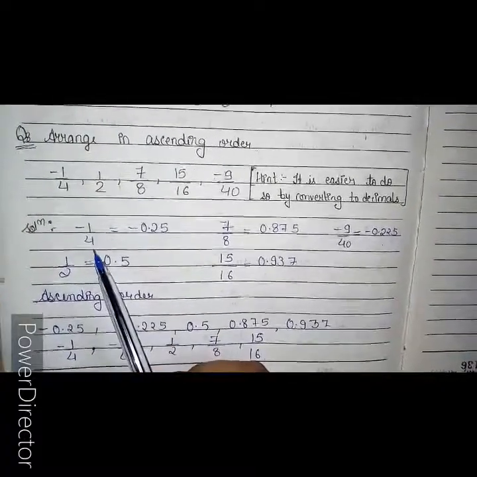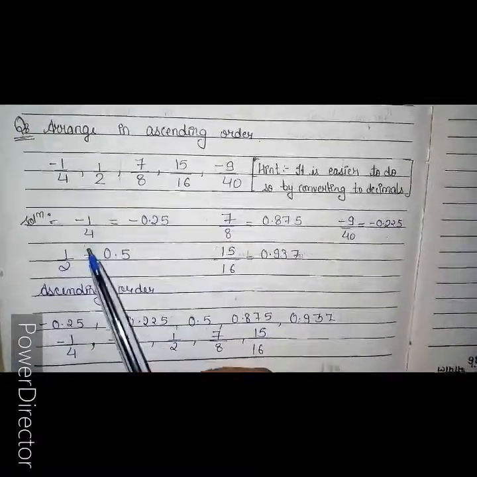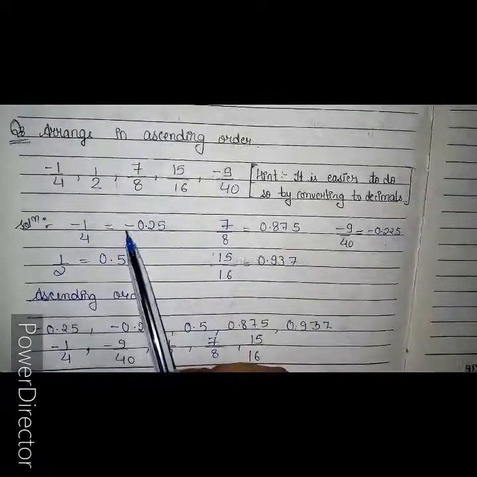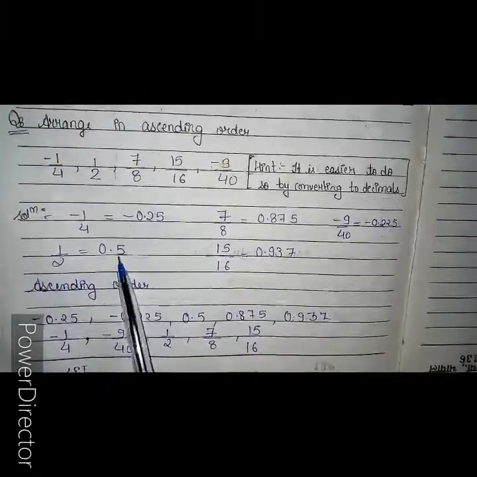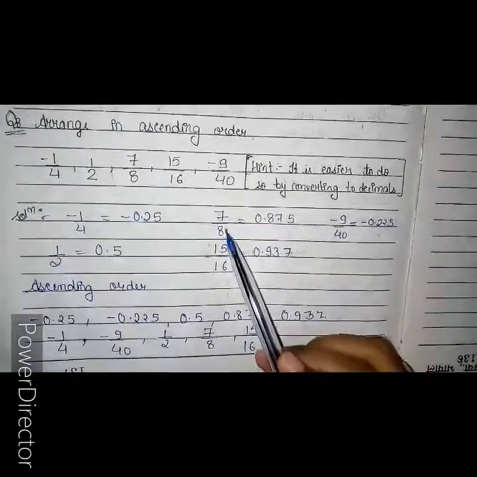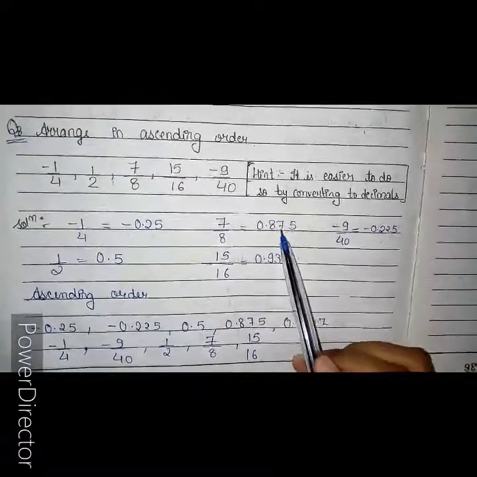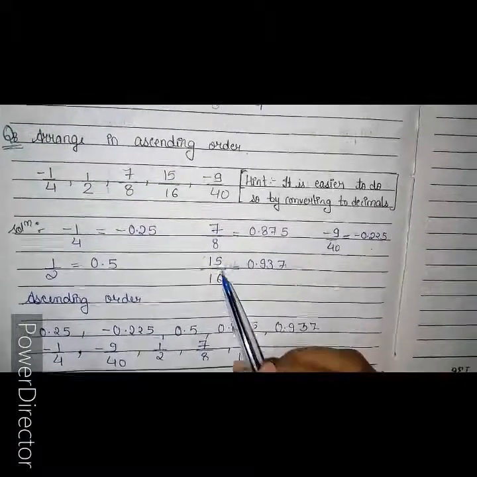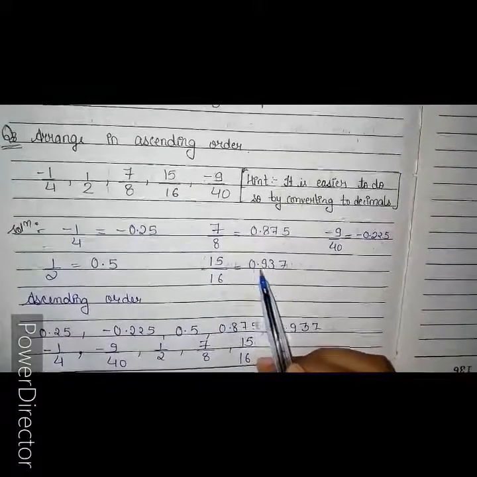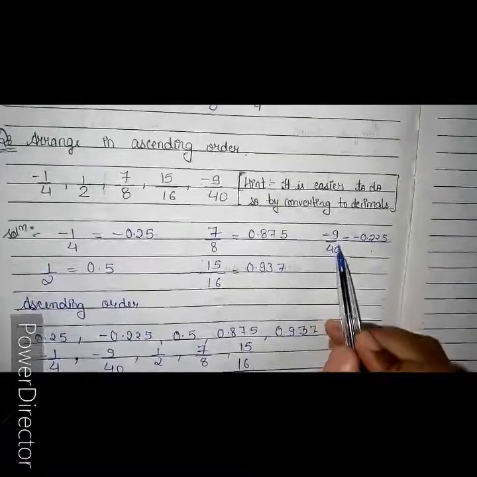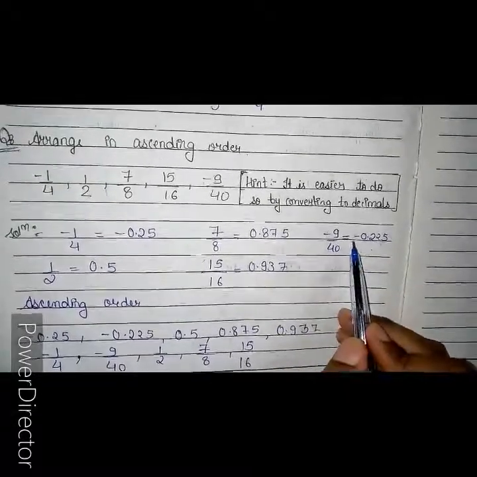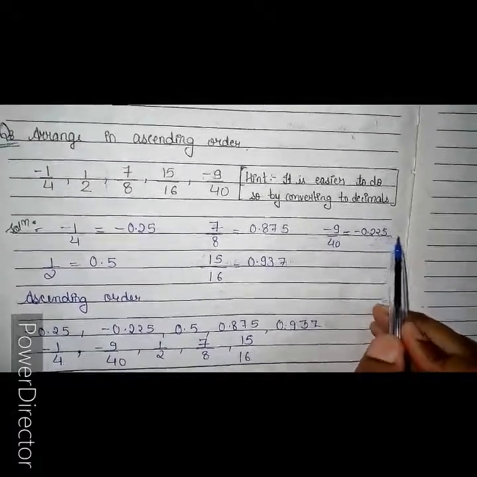Minus 1 upon 4. When we divide minus 1 by 4, we get the answer minus 0.25. On dividing 1 by 2, we get 0.5. On dividing 7 by 8, we get 0.875. On dividing 15 by 16, we get the quotient 0.937, and on dividing minus 9 by 40, we get the quotient minus 0.225.